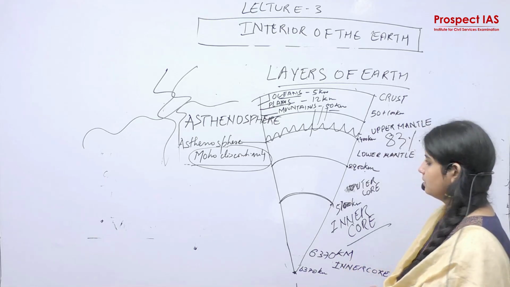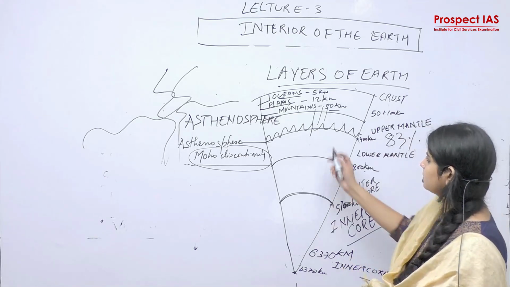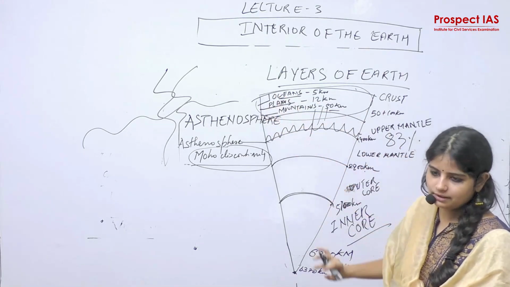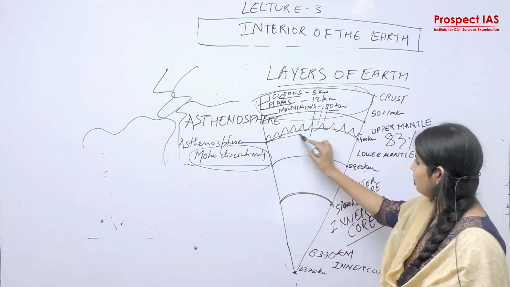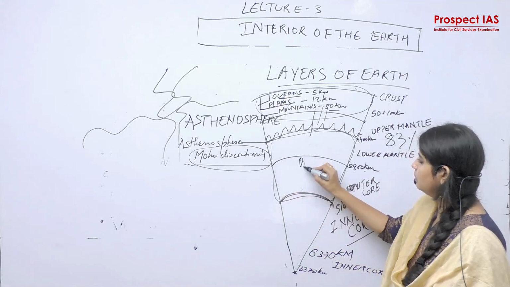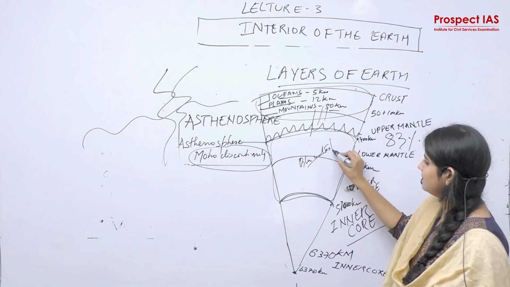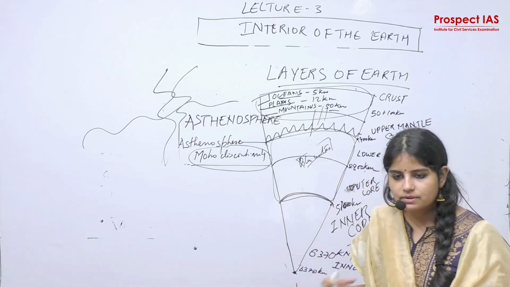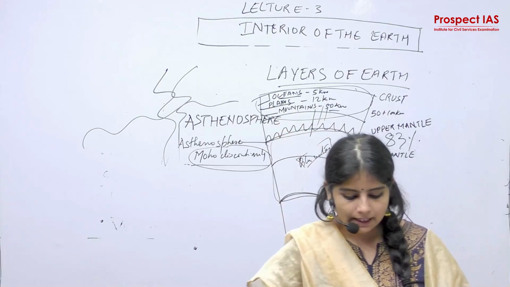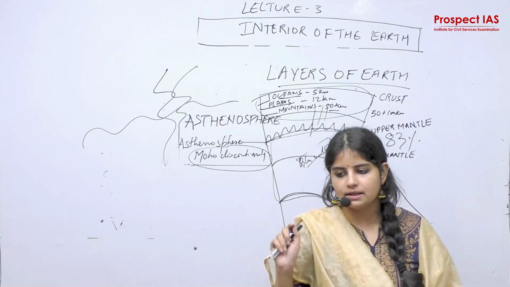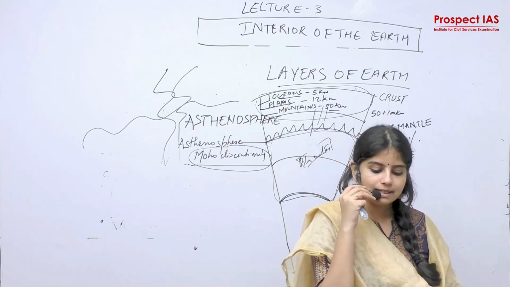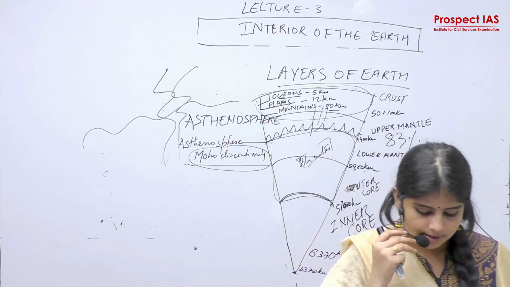Suppose this is a bucket filled with water and the mantle has blue water. Most of the water in this bucket is blue water, so the volume comprises mantle. That's why many intrusive actions are taken care of by the mantle. It extends up to 2900 kilometers of depth.